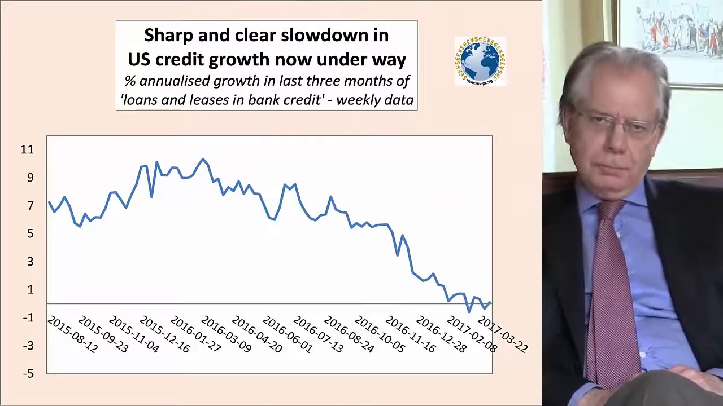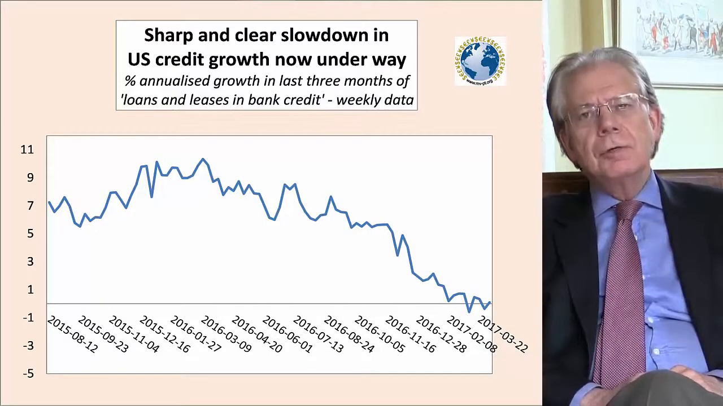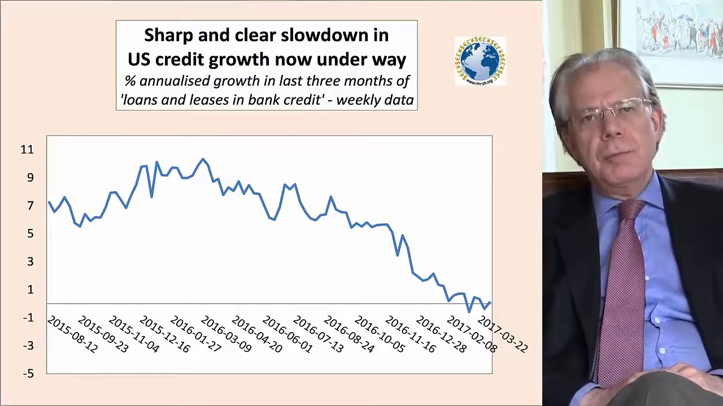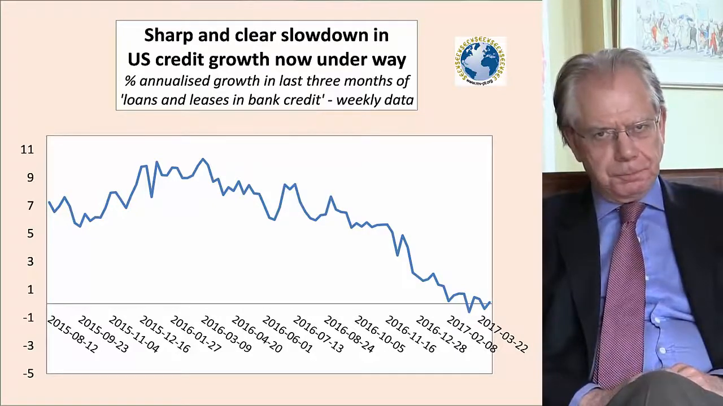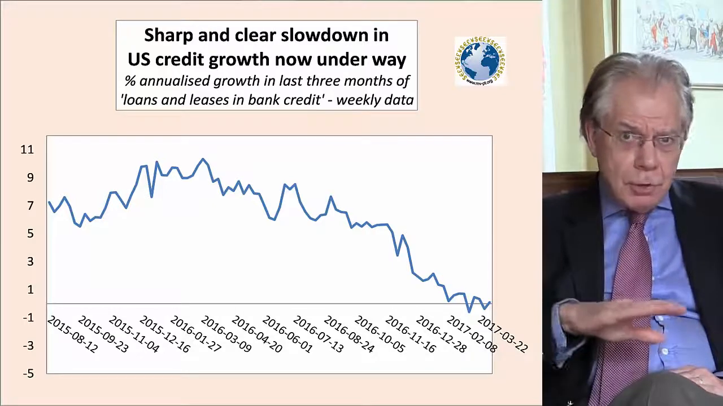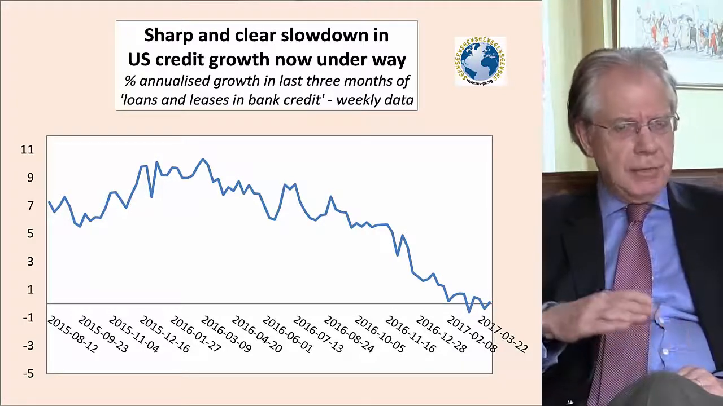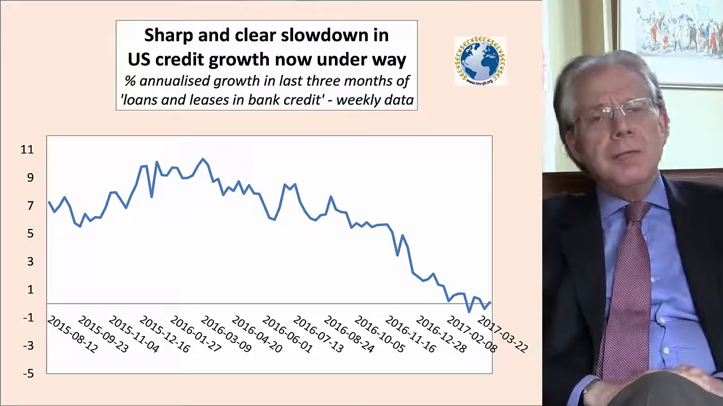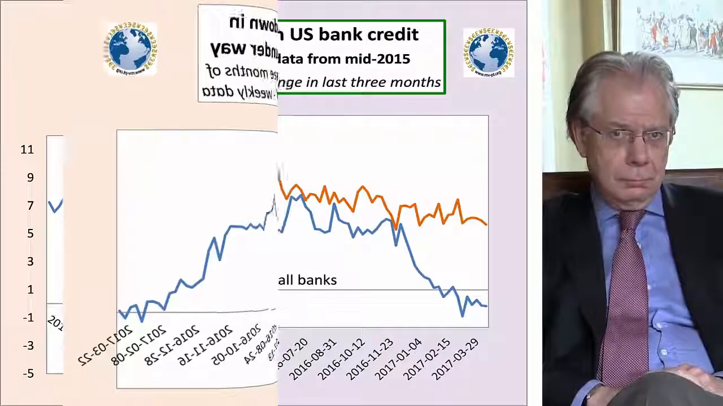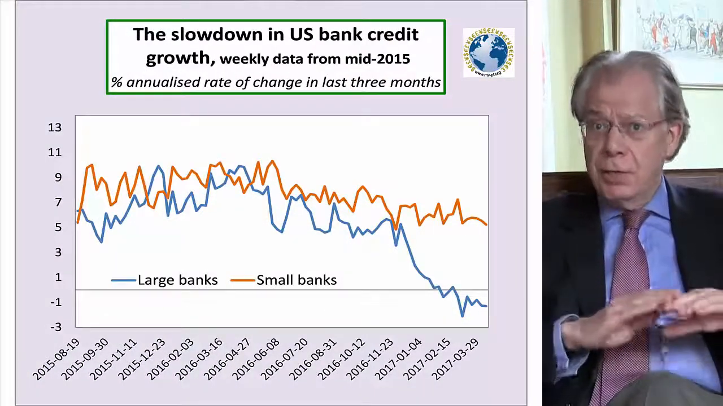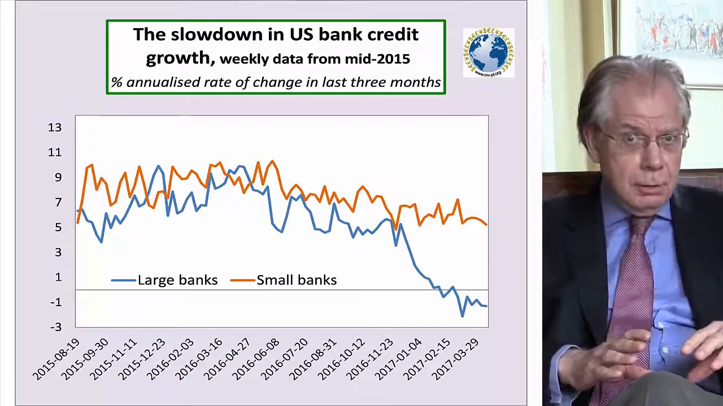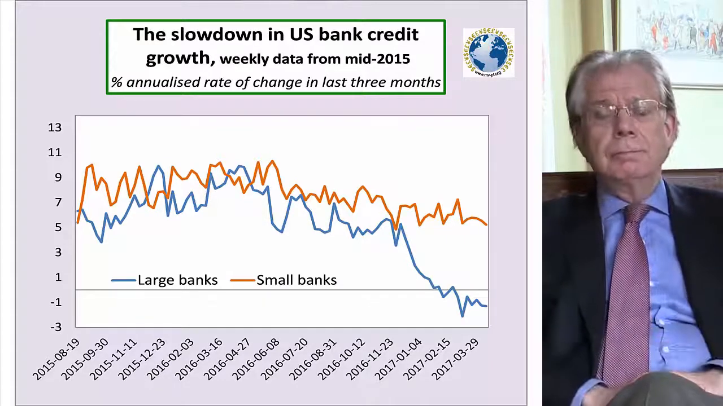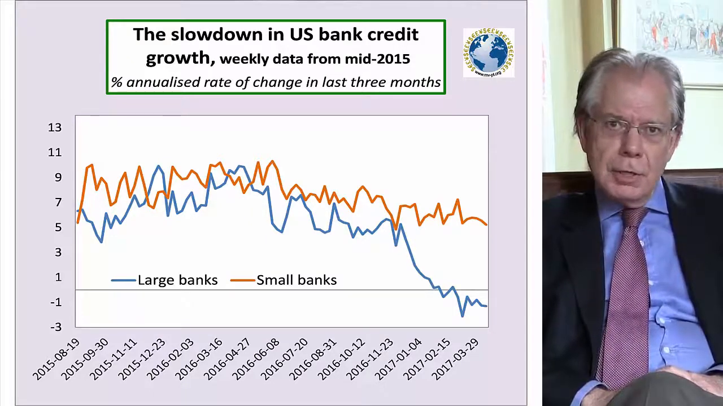Well, look at this chart. This shows you the rate of growth of the loans and leases in bank credit, effectively lending to the private sector, of the American banking system since the middle of 2015. You can see it's quite strong in the early period there. It's up to figures like 6, 7, 8% at an annualized rate. And then it tapers away. And in the last few months, it's dropped to nothing. So we have another sharp slowdown in US credit growth. Somewhat similar to what we saw in 2008 and rolling on into 2009 and 2010. That's not good news, is it?